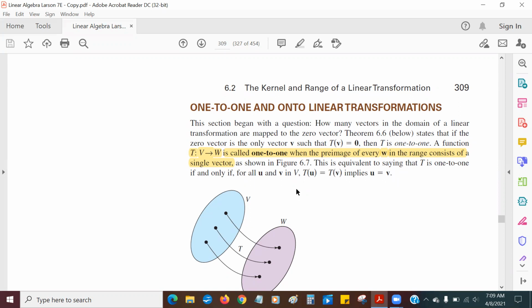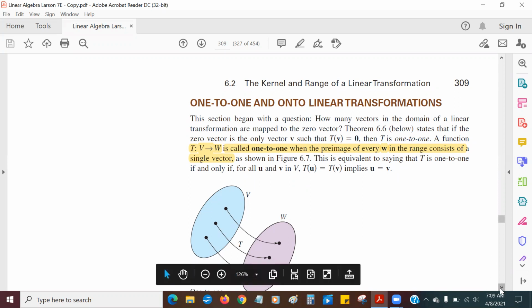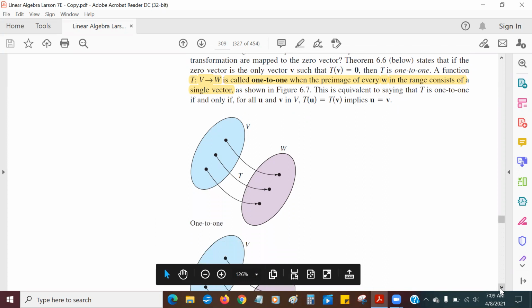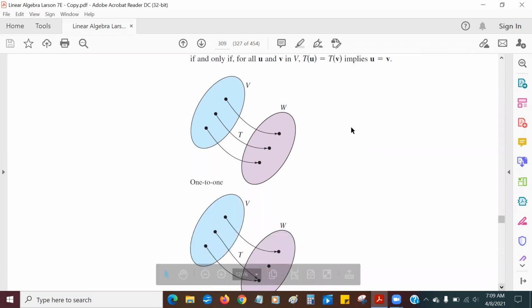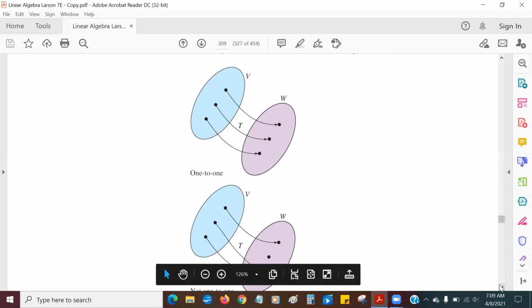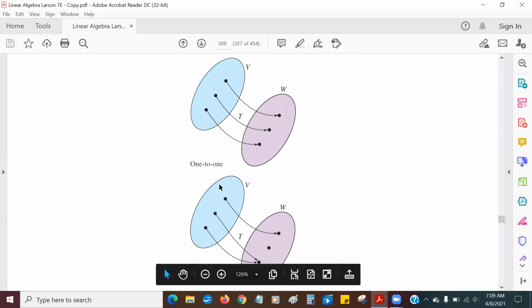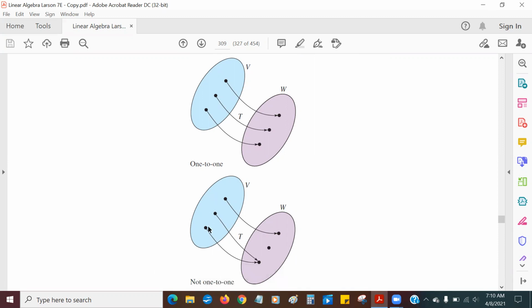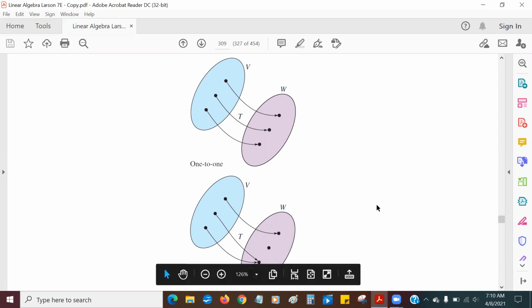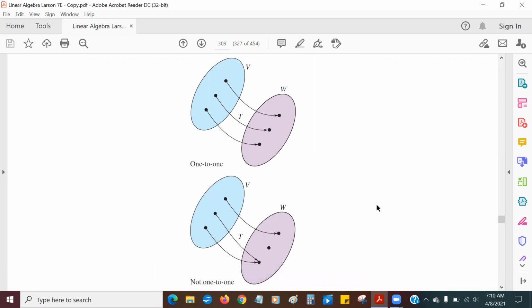So this picture here is an example of a one-to-one function, because one element goes to one goes to one. That's a one-to-one function. The second one down here is an example of something which is not a one-to-one function, because this guy here and that guy there both go to the same place. Now, the second one is still a function. It's just not a one-to-one function.